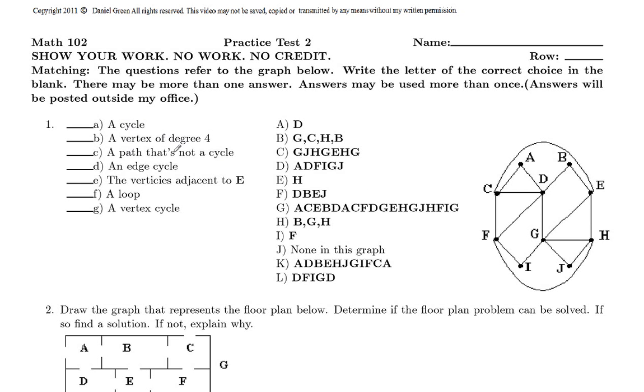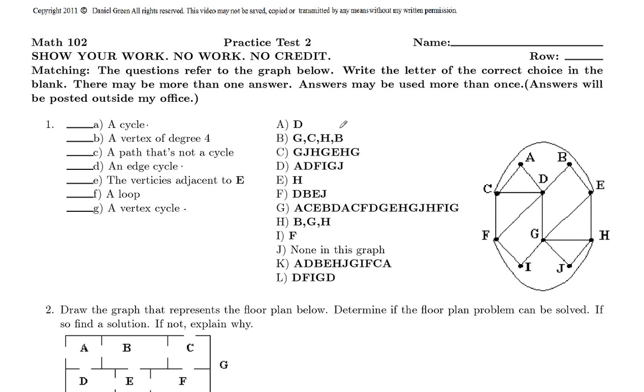Remember, cycle, you start and end at the same place. An edge cycle, vertices adjacent to E, a loop, and then a vertex cycle. So notice we got three cycles in there, vertex, edge, and then just a plain cycle that doesn't fit one of these. You can use answers more than once, so just check your directions carefully. I may say that you cannot use an answer more than once. That actually makes it a little bit less confusing when I do that.